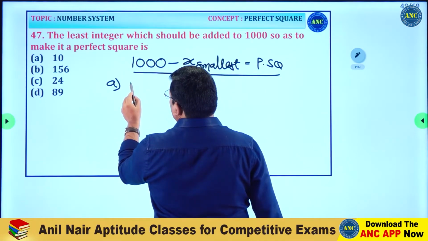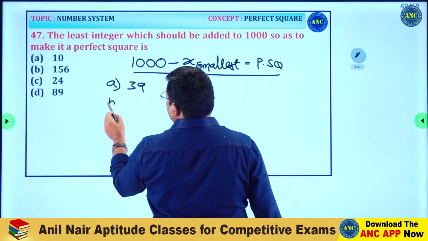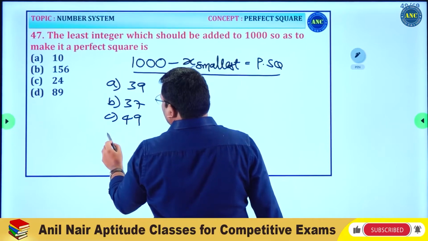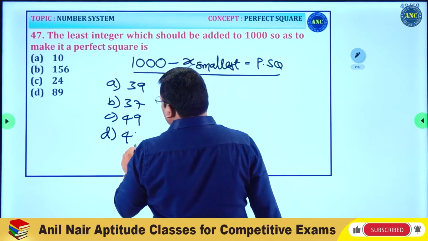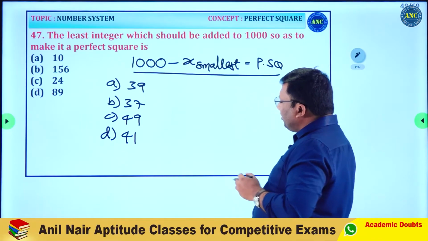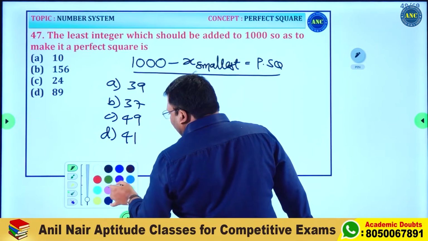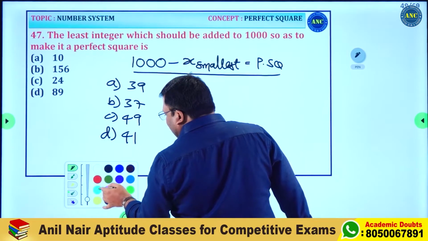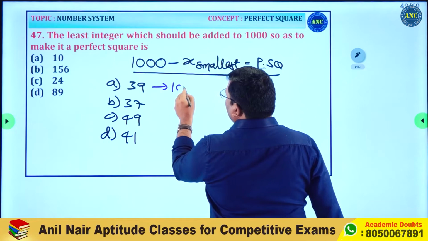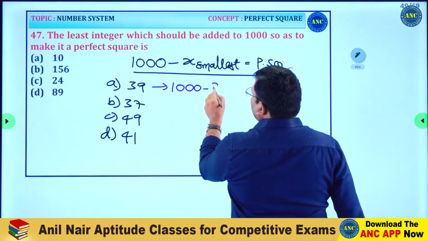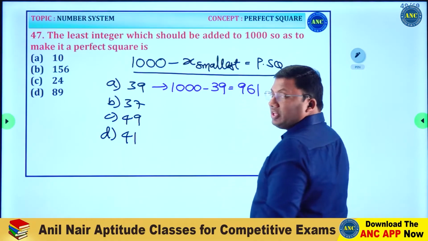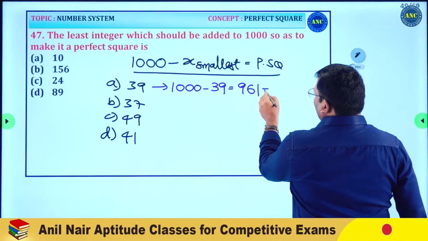Let me write down the options. 39, 37, 49 and 41. Now if you see here, 1000 minus the smallest should be a perfect square. How to eliminate a lot of other options? If it is 1000 minus 39, it is 961. 961 is 31 square.